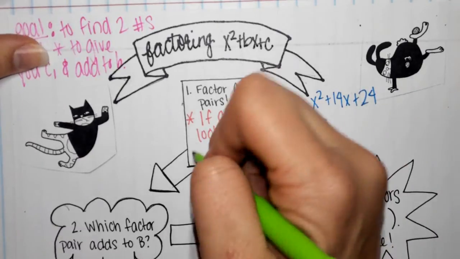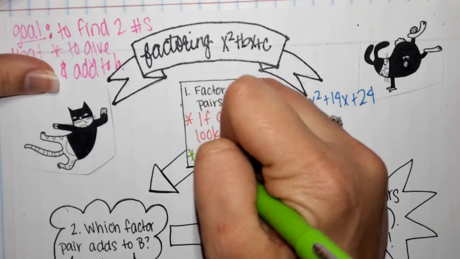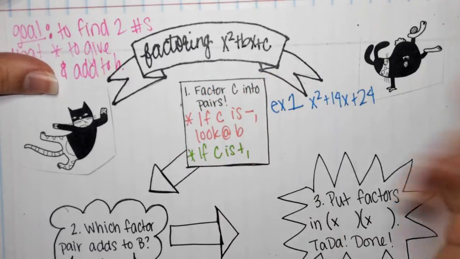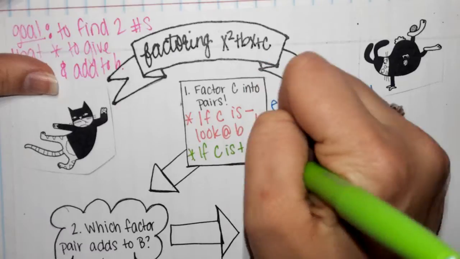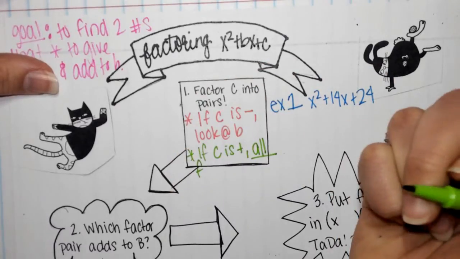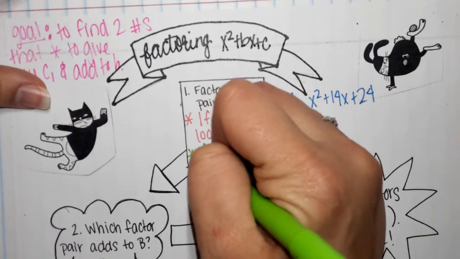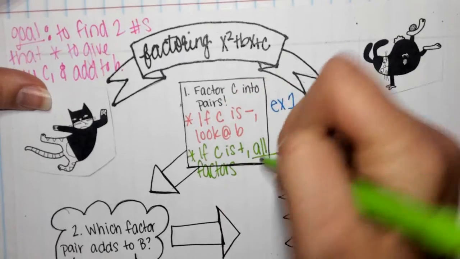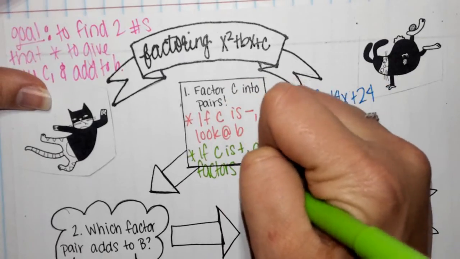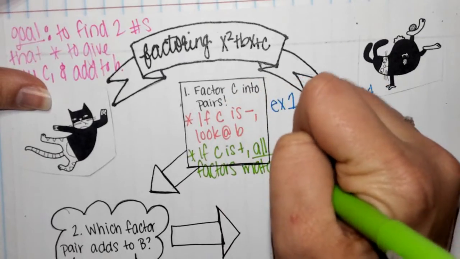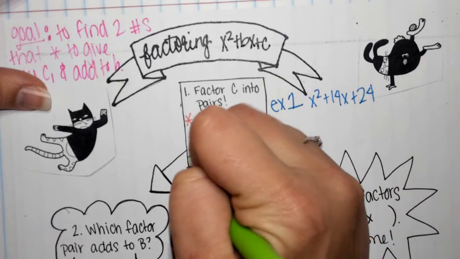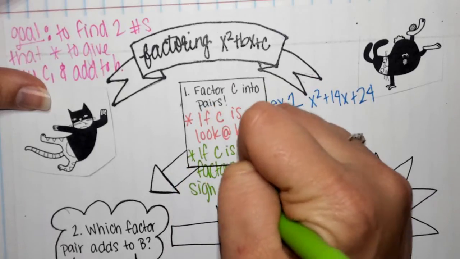All right, is our C negative here? All right, our C is not negative. So if C is positive, all factors match the sign of B.